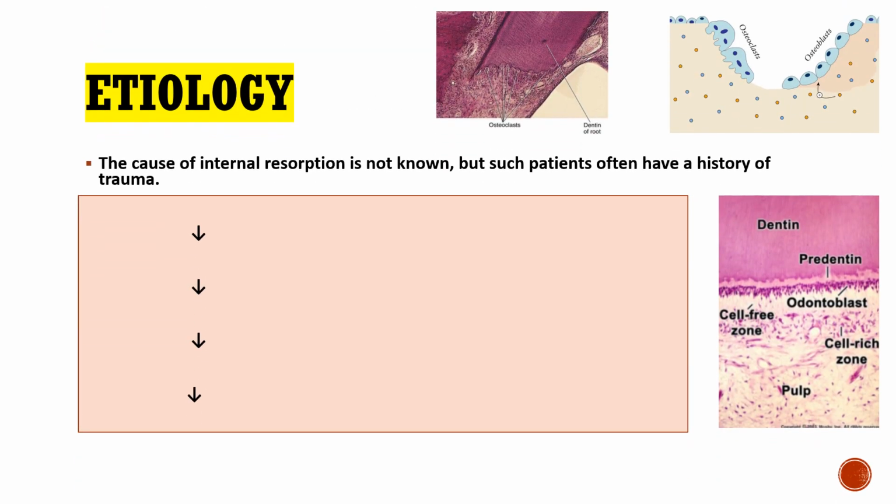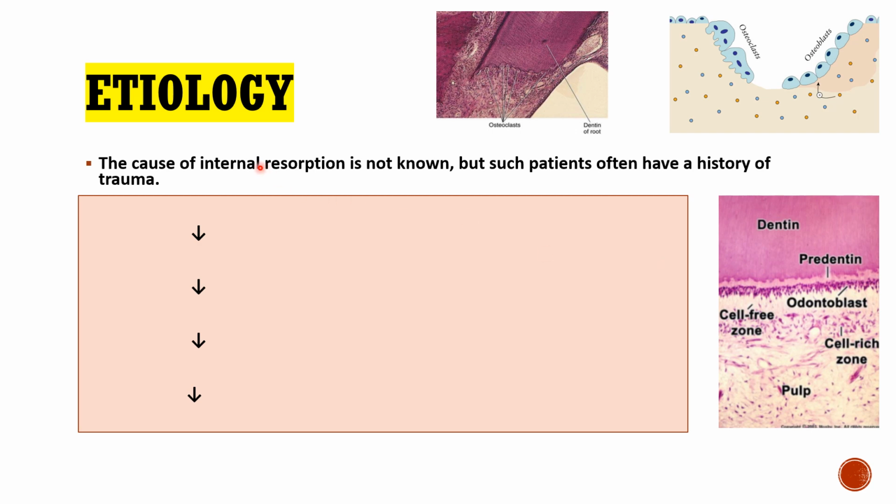Now, what is the etiology behind internal resorption? The cause of internal resorption is usually unknown, but most of the patients will have a history of dental trauma. The other etiological factors can be periapical inflammation, tumors, cysts, or if there is an impacted tooth, or if the patient is having excessive occlusal forces. All of this can also lead to internal resorption.